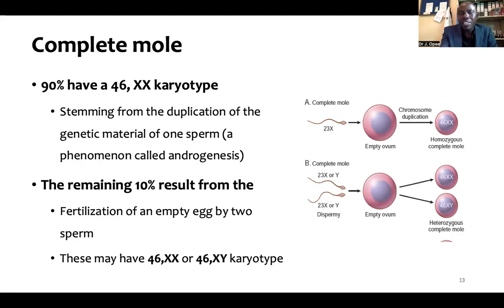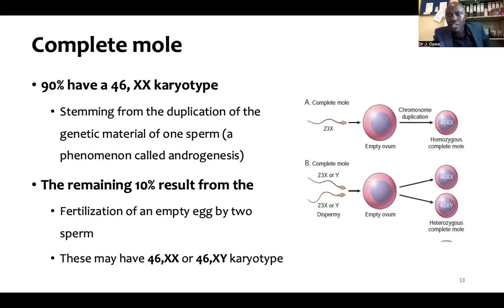But 10% can result from fertilization of an empty egg by 2 sperm. This time, there is no duplication of the chromosomes to make the 46 as a normal chromosome. So you don't have any duplication. What happens is that 2 sperms may contain X, there may be a 23X or a 23Y, and they fertilize an empty ovum. They don't undergo duplication. What will result will still be a complete hydatidiform mole.